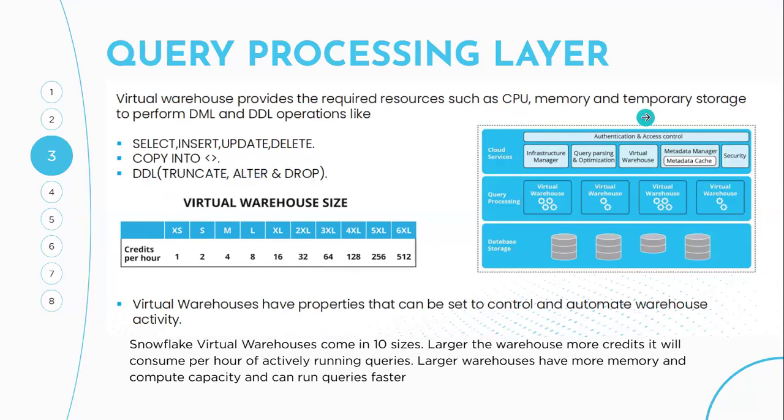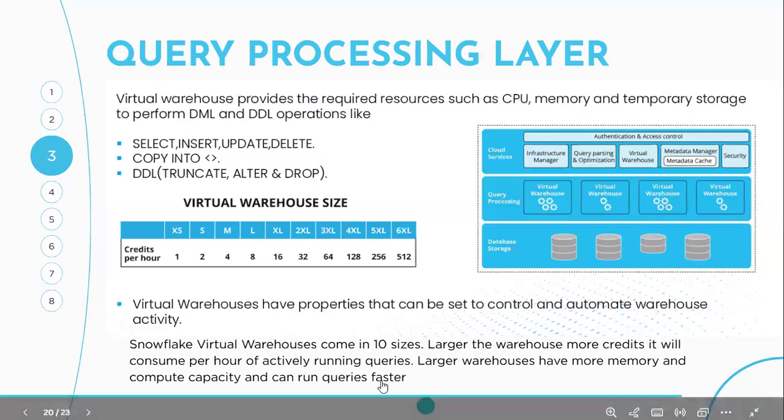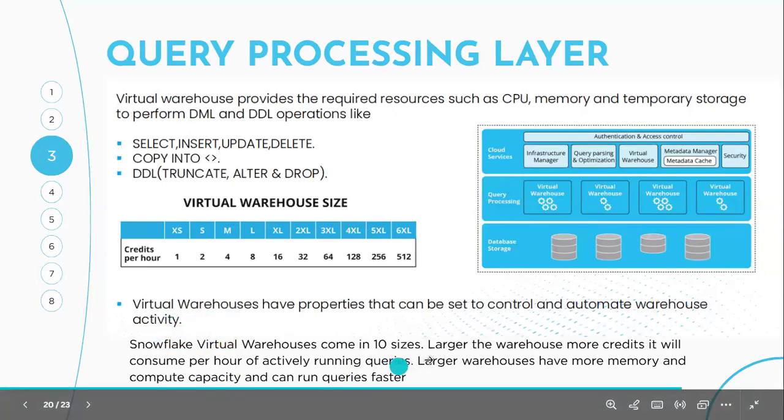A VM is like a CPU, memory, and temporary storage. So a VM is nothing but CPU, memory, and temporary storage. Properly, that can be set to control the automated warehouse. Snowflake virtual warehouses come in 10 sizes. The larger the warehouse, the more credits it will consume per hour. Running a very large warehouse, the memory and compute capacity is higher, so it can be quicker and faster.